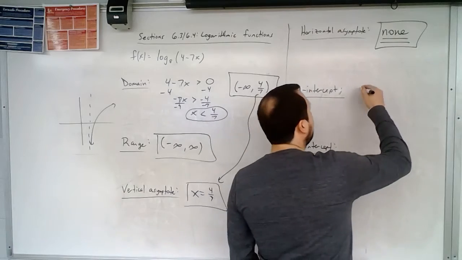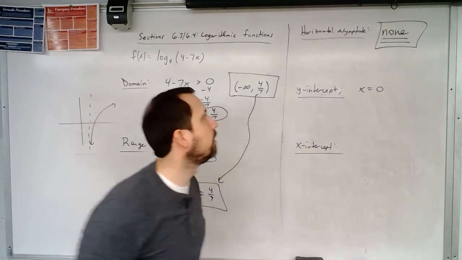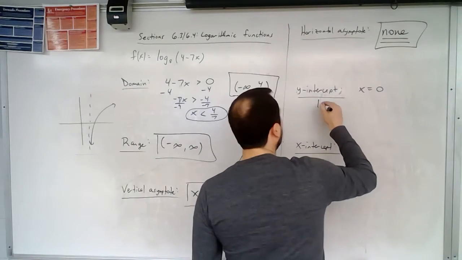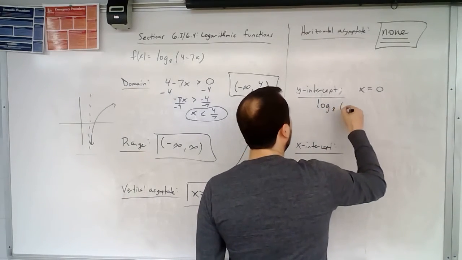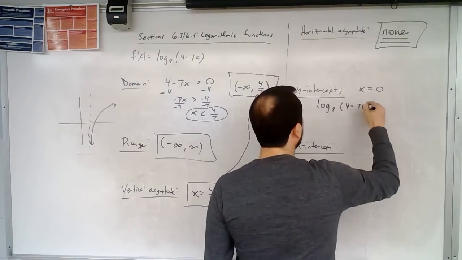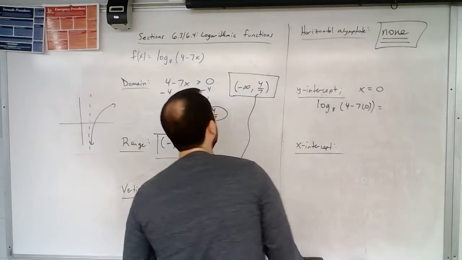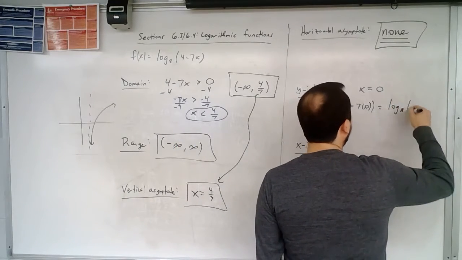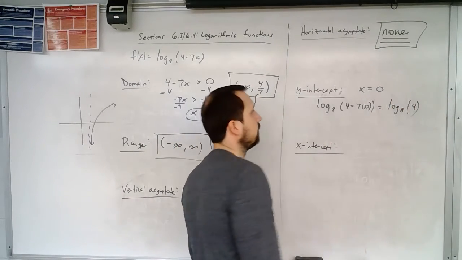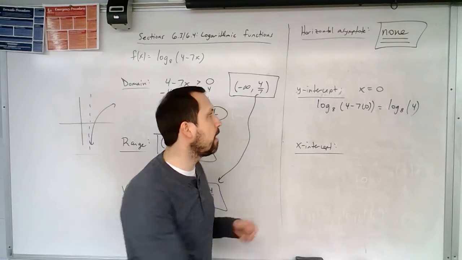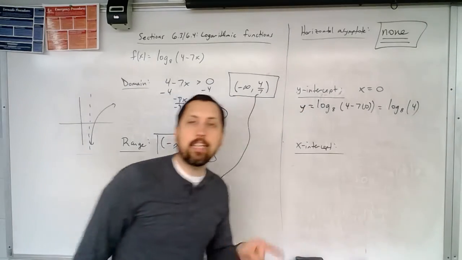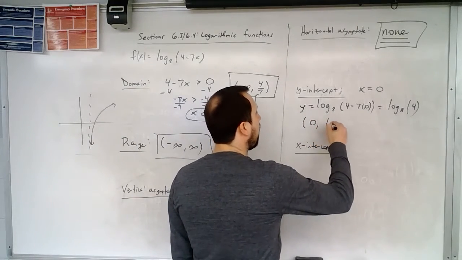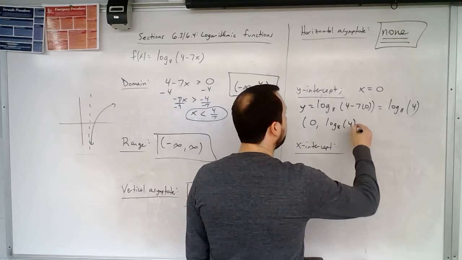Y and x-intercepts. Here we set x equal to 0 for the y-intercept. So I plug in x equals 0. I have log base 8 of 4 minus 7 times 0. So this becomes log base 8 of 4. So this is my y value. This is y equals this. So this gives me the point, x equals 0, y is log base 8 of 4.